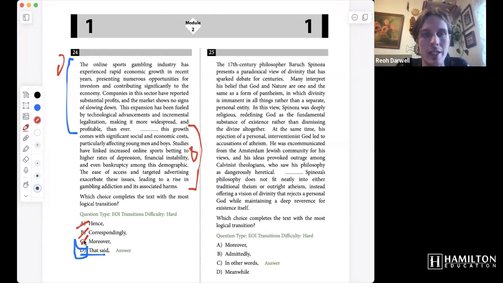Moreover, however, doesn't work because typically moreover just works to add additional information to a previous claim or thought. And here we don't have that. So that is why D works here. If you're missing this, this is a tough transitions question for sure. Really just buckle in on studying those transitions categories and making sense of it.